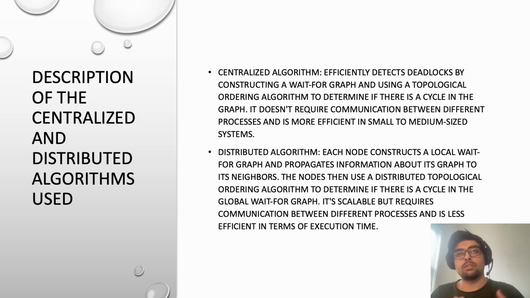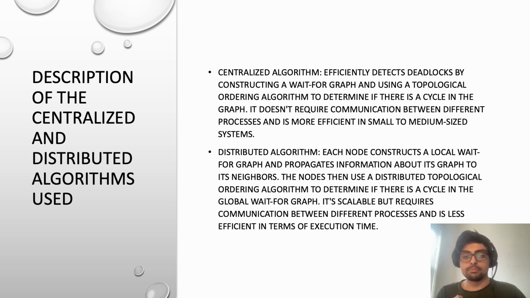Okay, so now let's explore the current methodologies to detect deadlock in a system. We explored two popular algorithms for detecting deadlocks, the centralized algorithm and the distributed algorithm. The centralized algorithm requires a central coordinator to collect information about all the processes and the resources in the system and applies a resource allocation graph algorithm to determine if a deadlock exists. The distributed algorithm, on the other hand, relies on message passing between different nodes or different processes in a graph.